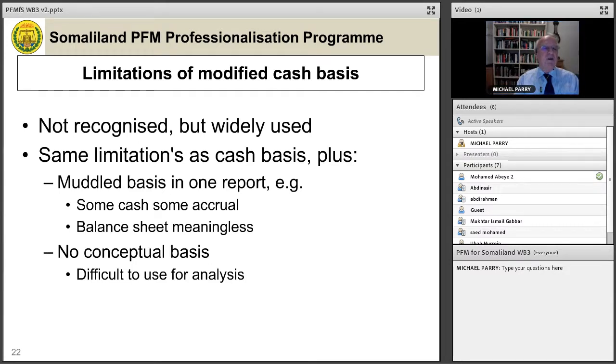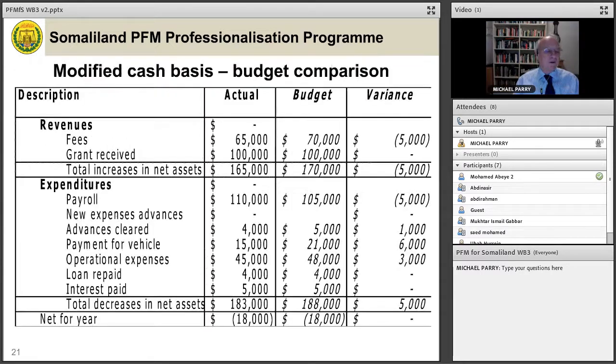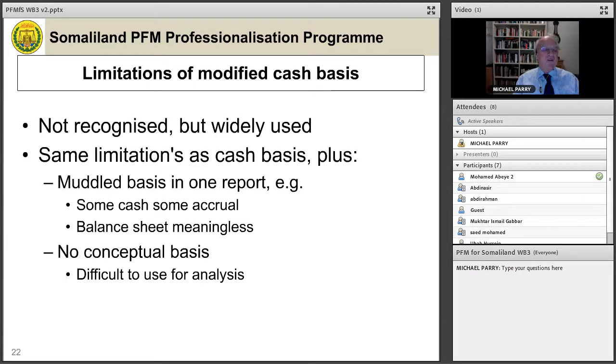plus, it's really muddled. I mean, in one report, if we go back to this report, you've got some items on a cash basis and some on an accrual basis. So it's muddled. And it doesn't produce any sort of meaningful balance sheet. I mean, if I put up a balance sheet of what are the assets and liabilities, they don't mean anything, because some are accrual, some are cash basis. There's no conceptual basis, and therefore it's difficult to analyze the information.